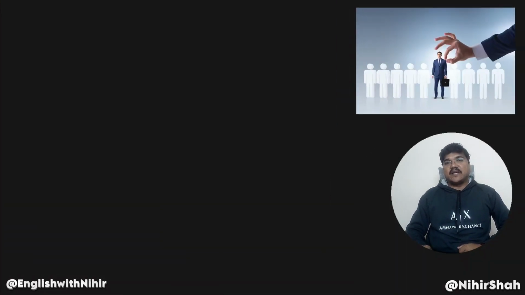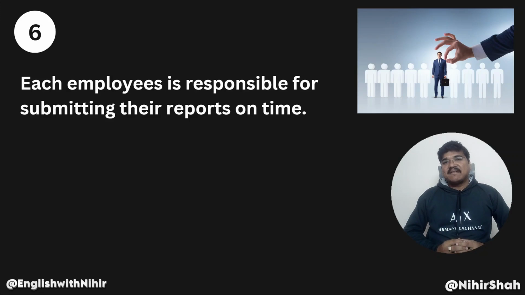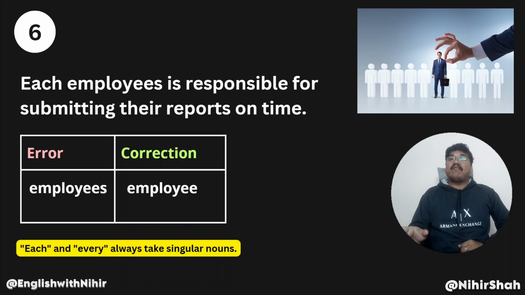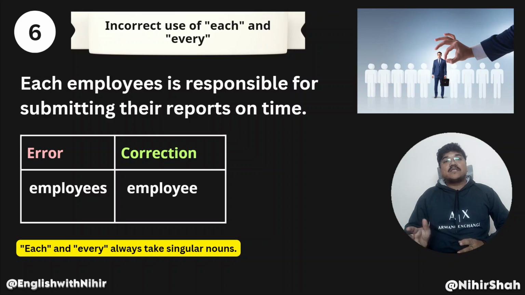Let's move on to the sixth mistake. Each employee is responsible for submitting their reports on time. Now this is an interesting question. Can you guess what will be the correct answer? Each employee is responsible. Do you find any mistake in this sentence? Here, employees is there. Instead of that, employee should come. Why? Because with words like each and every, always a singular noun will come. Okay. So please remember this. This is sixth mistake, incorrect use of each and every. Whenever words like each and every are coming, please remember to use a singular noun.